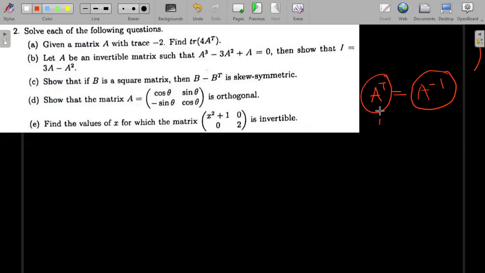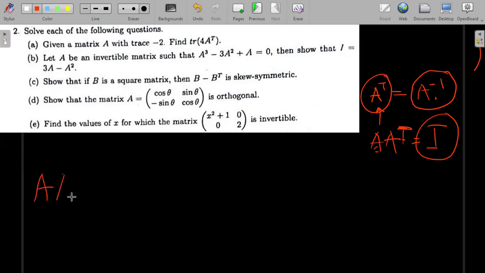So since AT is equal to the inverse, it means when I multiply this AT with the A, what should I get? I should get the identity matrix, because this AT or A transpose is the same as the inverse. So if I multiply them, I should get the identity. So let's find the AT there.